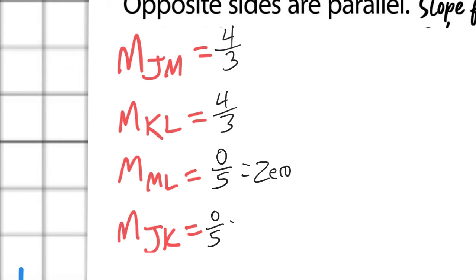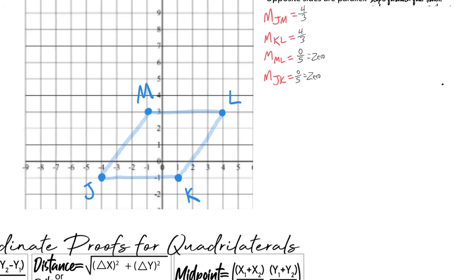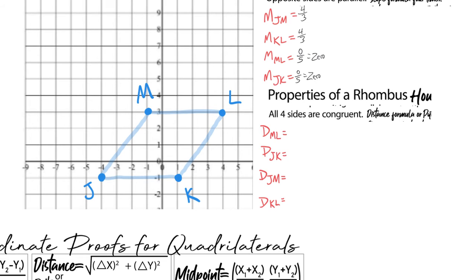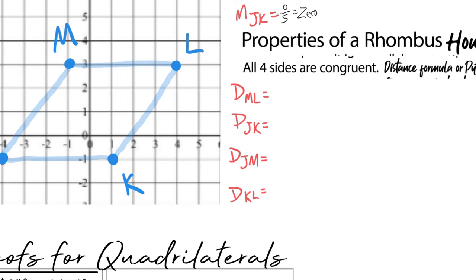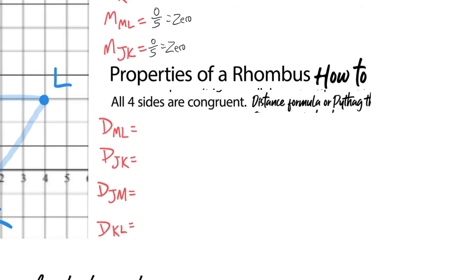And clearly, these are not forming perpendicular angles. And so we can rule out that this is a rectangle or a square, but we still have to prove that this is a rhombus, right? And so how are we going to do that? Well, let's figure out if all 4 sides are congruent. And so we're going to use the distance formula or the Pythagorean theorem.